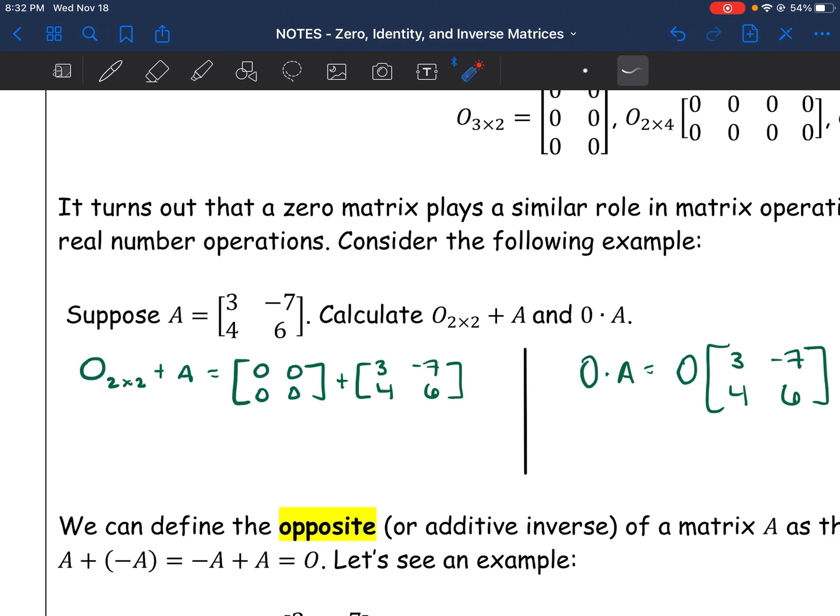Well, let's look at the zero matrix that's a 2 by 2 plus A first. So the 2 by 2 zero matrix would be right here, 0, 0, 0, 0. And we want to add it to matrix A, which is right here. Well, if we go ahead and add them, we know that we add corresponding elements together. So 0 plus 3 would simply be 3. 0 plus -7 would be -7. 0 plus 4 would be 4. And 0 plus 6 would be 6.